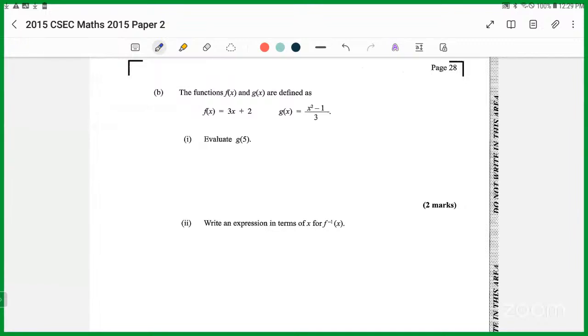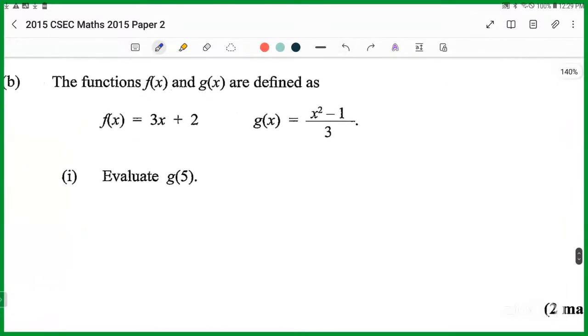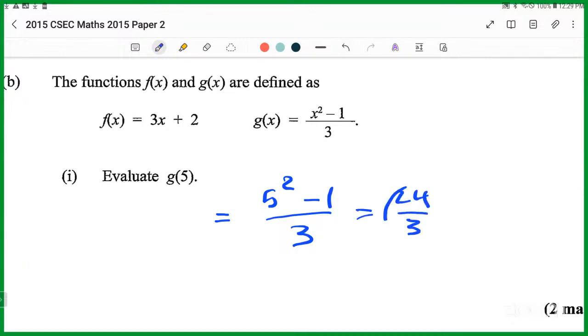Alright, this question gives us these two functions, f and g. First part wants g of 5. Let me zoom it up. So g of 5 means you can't put the 5 in f, no, it's the g one you're putting it in. So you put the 5 in the g function. This simply becomes equal to 5 squared minus 1 over 3. So 5 squared is 25. 25 minus 1 is 24. This reduces to 24 over 3. 24 divided by 3 is 8. So the answer for this is 8. Are you okay with that?